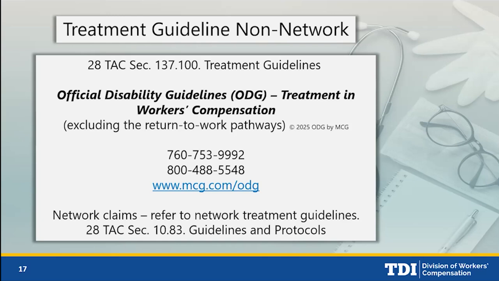So keep in mind, though, if you are treating a network patient, our law allows the network to choose their own treatment guidelines. They could choose the ODG or they could have a different one. So if you are in a network, look in your contract, check with the network that you're part of to see which treatment guidelines they use. Currently, about half of our injuries in Texas are non-network claims. The ODG is going to apply.